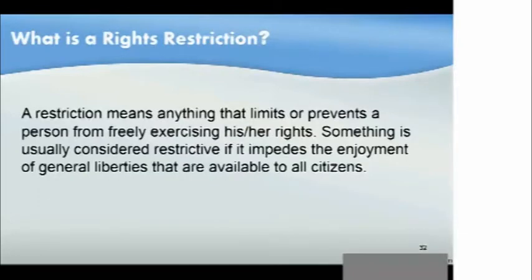We included a very simple definition of what is a rights restriction. My simple definition is if it's a rights restriction for me, it's a rights restriction for them. But here's a very simple definition. Restriction means anything that limits or prevents a person from freely exercising his or her rights. Something is usually considered restrictive if it impedes the enjoyment of general liberties that are available to all citizens.